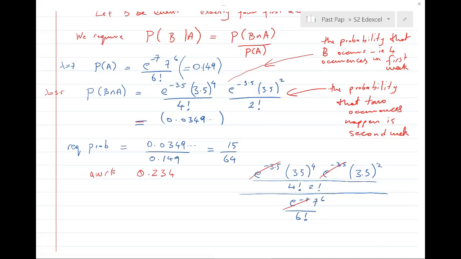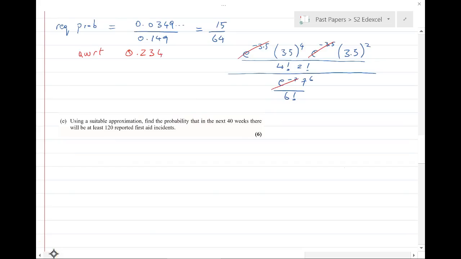Okay, so let's go back to the question. We haven't finished with it yet. There's something about a normal approximation. So just pasting it in there to remind us what it was. It's going to be a little bit more standard fare for our 6 marks. It says using a suitable approximation.